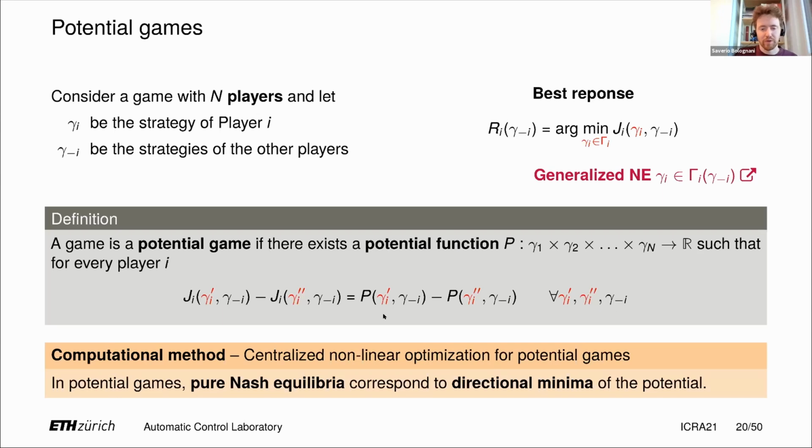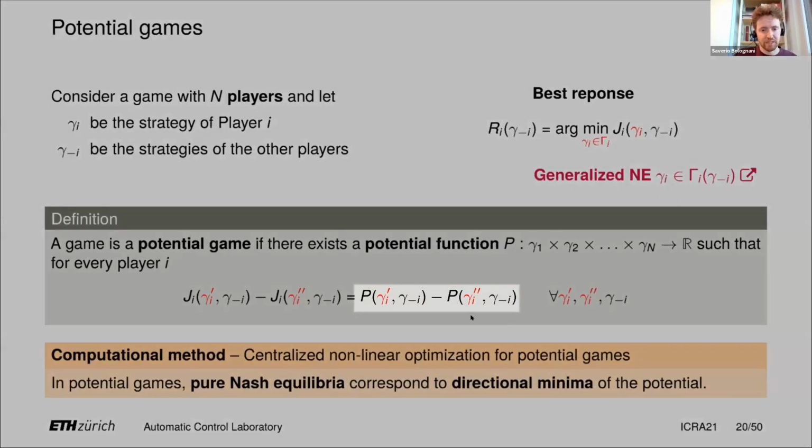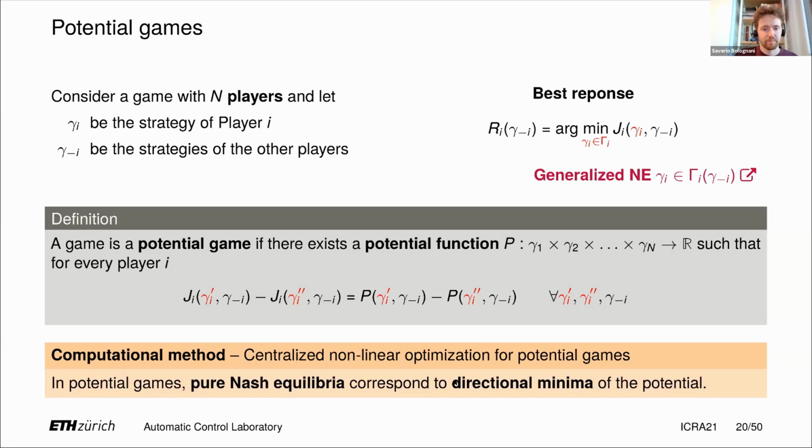Notice why this is complicated to achieve, and why it is not true in general: the P here is the same function for everybody. It's the same potential function of the game. So in general, this is not true. In some classes of games, and we're going to see an example in a second, this is true.